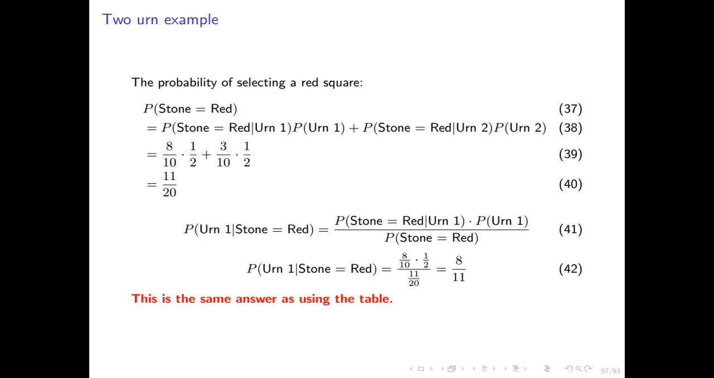So Bayes' rule again is shown in equation 41. If we substitute those numbers in, we can see the probability of the stone being red, given we've selected urn 1, is 8/10. The probability of urn 1 is 1/2. The probability of the stone that we selected, a red stone, is 11/20. And if we then simplify this, we can see it's 8/11. So it again matches our intuition, or the exercise we did earlier. So this is the basic workings of Bayes' rule.